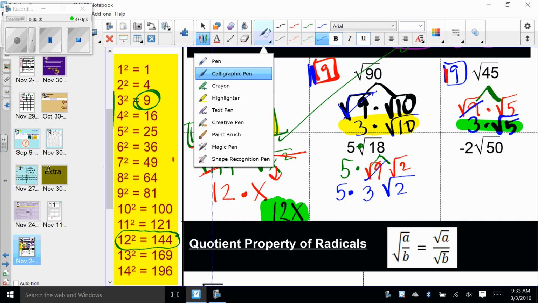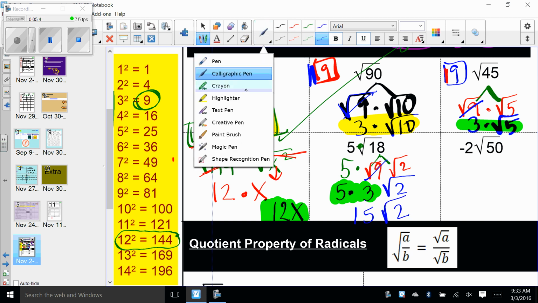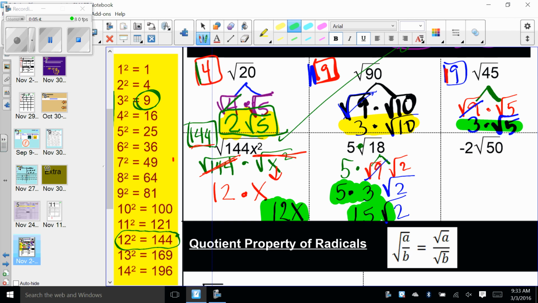Okay, so now cleaning this up. Combine like terms: 5 times 3, that's on the outside of the parenthesis, we can do that, is 15. And the square root of 2 is still an irrational number. So my final answer here is 15 square root of 2. Final answer right here. Okay, and moving on.